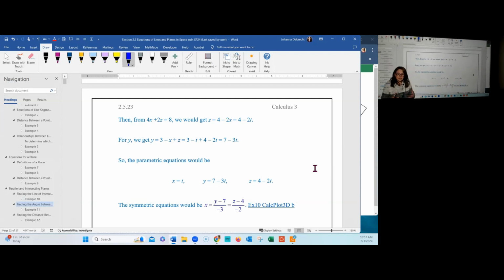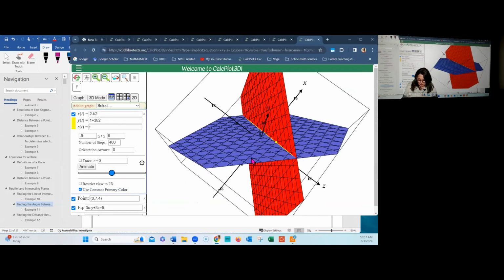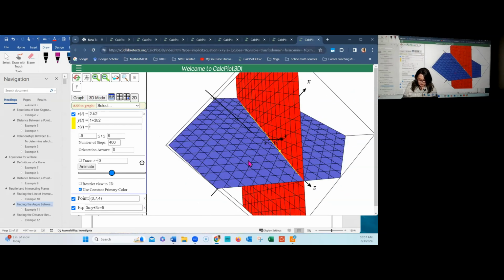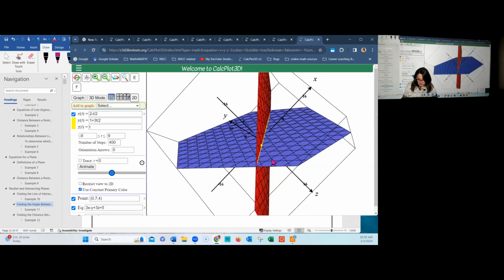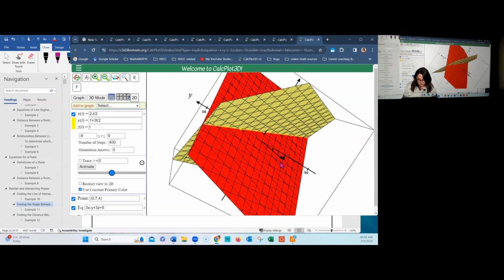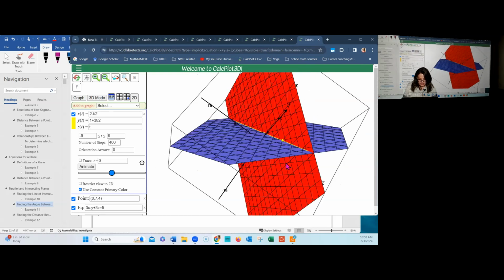So what are we seeing when we look at this plot out here on CalcPlot 3D? We see the two planes. One of them is sort of this purplish blue on this side, and the other one is red. And those symmetric equations and parametric equations are giving us this yellow line right here that is between the two. So if you turn it on each side, you can see the line from both directions. And that means that that is the line that connects the two planes.